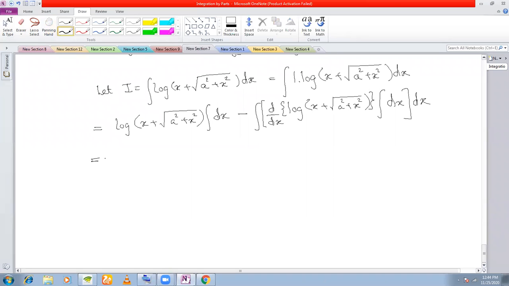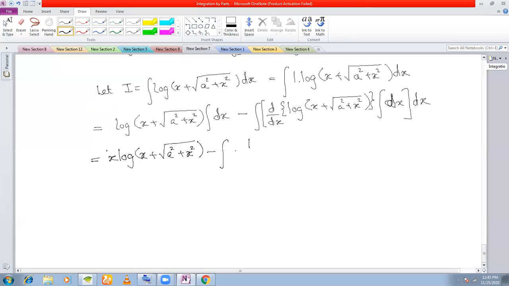Now the next step is, the integral of dx will be simply x, so you write this as x log of (x plus root of a square plus x square), minus the integral of, what is the derivative of... Now here the main differentiation is there. If you can do this differentiation correctly, then it becomes a very easy sum. So how do you do this differentiation?